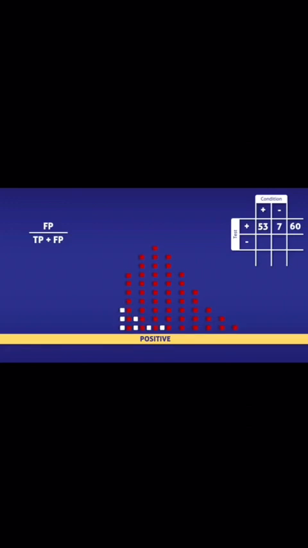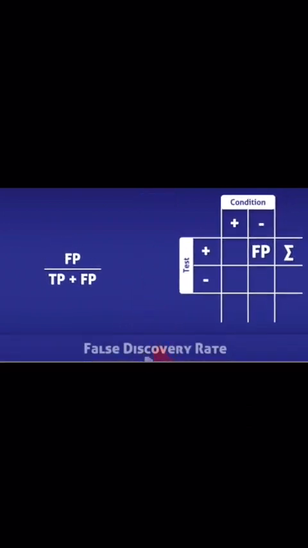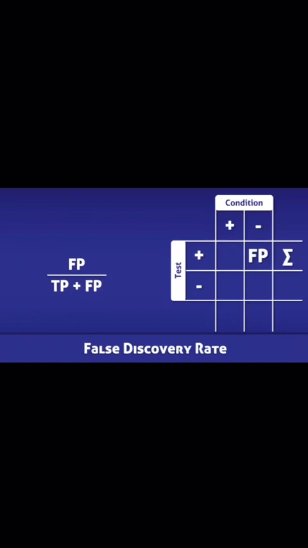Now all that's left to do is enter the data into the equation. In doing so, we find that the false discovery rate is 7 over 60, which is 12%. Once more, the false discovery rate is calculated by dividing the number of false positives by the total number of positive tests.